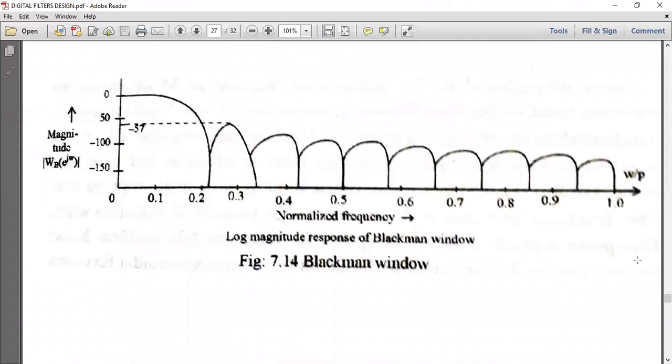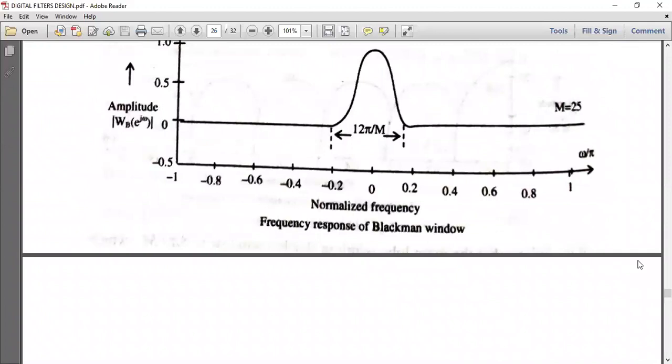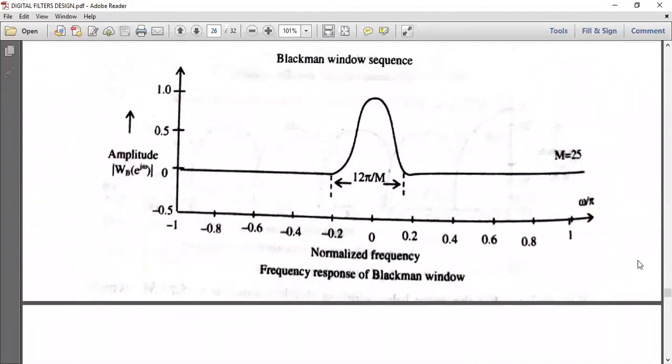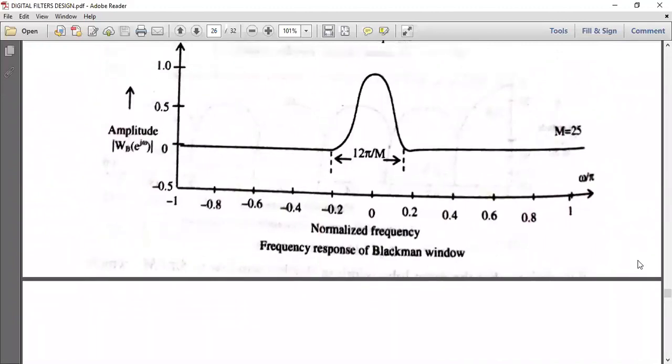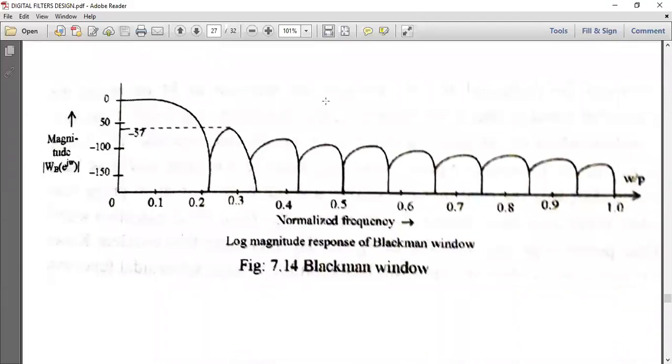Now for the Blackman window, the main lobe width in the frequency response diagram is 12 pi by M. The peak side lobe is down by about 57 decibels. You see, this one is minus 57. So this is the main lobe, and the side lobe is down by 57 decibels. These are all the side lobes, and this is the main lobe. That means it is down by 57 decibels.